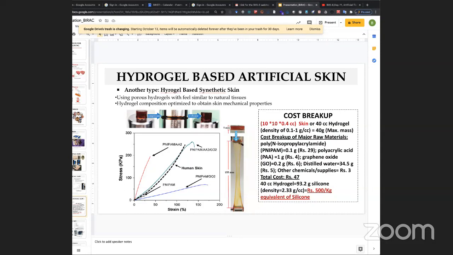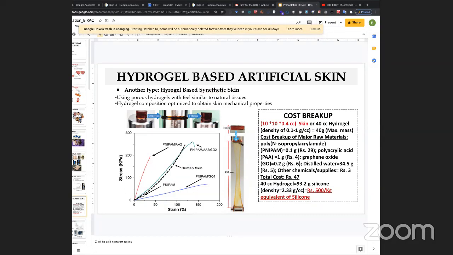So there is an advanced version of artificial skin, which is called hydrogel based synthetic skin. Much more difficult to develop, includes a lot of chemistry. So here we are basically looking at some of the chemistries in the cost breakup and also in the graph. But the end goal is we are looking at the human skin properties, and the green line, which we see here, is the skin material property which we have achieved using this chemistry. That's very close to skin. But this needs a lot of complex knowledge. It's not that easy as the other one.